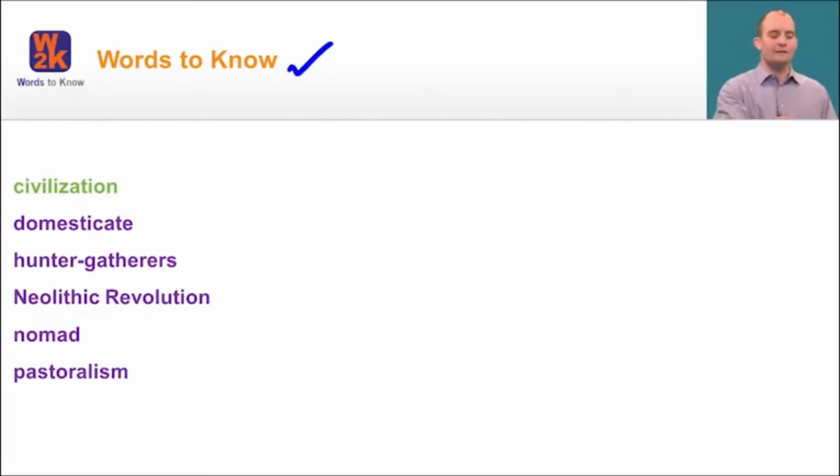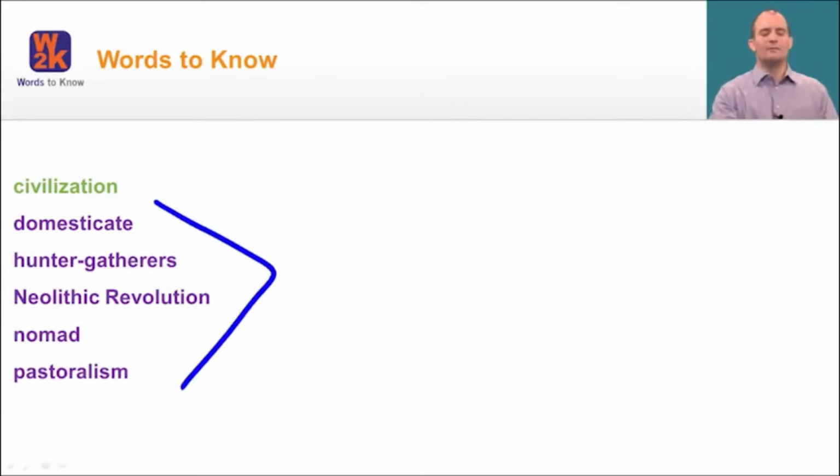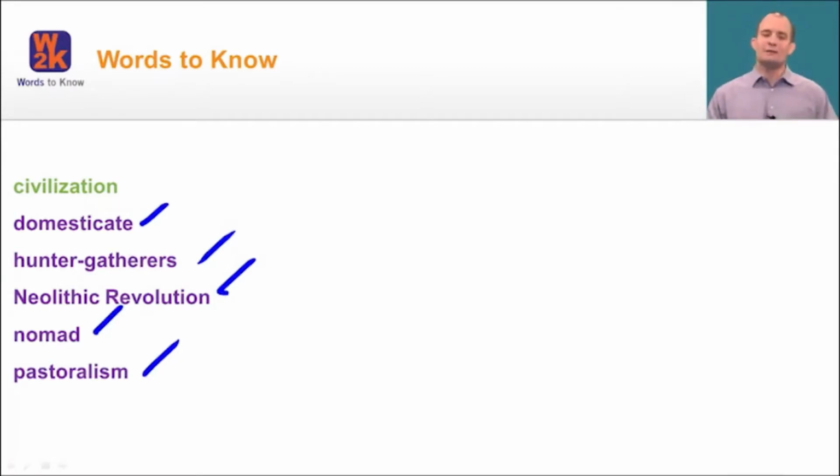Now, the green word on the screen, this is your academic word, one that you'll see throughout this course, and that word is civilization. Now, the purple words, these are your domain-specific words you're really going to see throughout this lesson. Those words are domesticate, hunter-gatherers, Neolithic Revolution, nomad, and pastoralism. Make sure you keep a lookout for these words as we're going through this lesson.